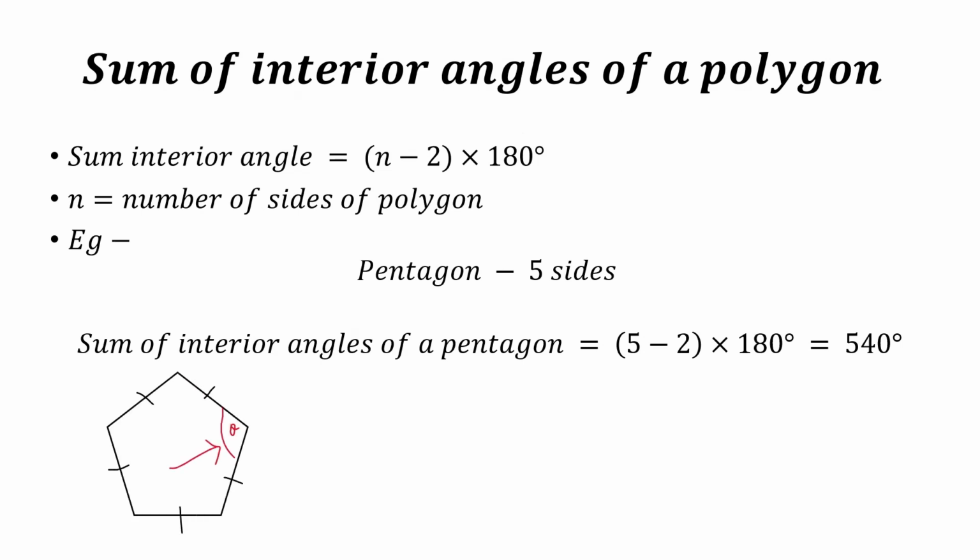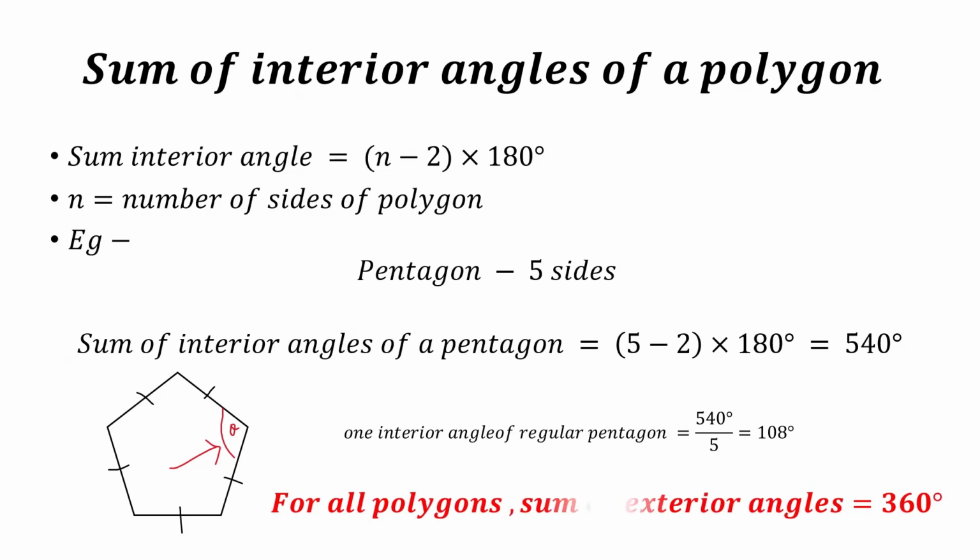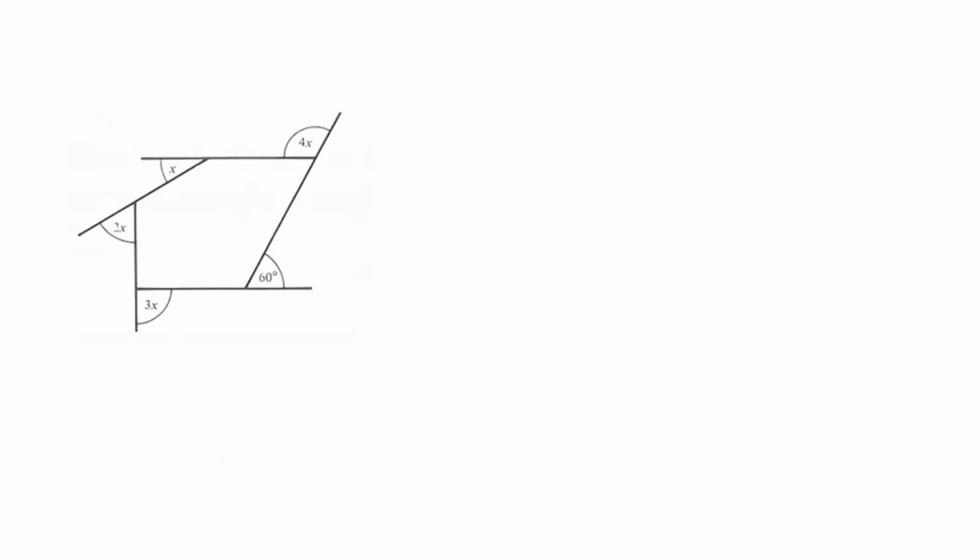Now let's see how we are going to find one interior angle. The sum is given as 540, and then you have to divide by the number of sides, that is 5. Then we will get one interior angle. The value for one interior angle is 108 degrees. That is marked as theta. Also, an important thing: whatever the polygon, the sum of the exterior angles will be 360 degrees. That is something you have to note. Right, so let's move on to questions.